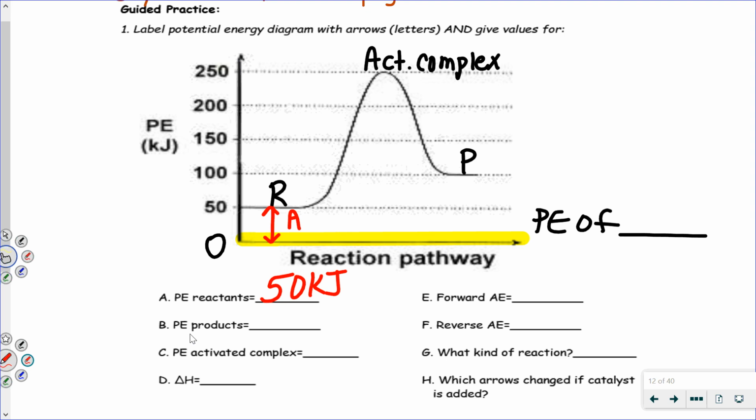Second thing they want you to label is potential energy of your products. So let's go to a different color. I'm going to go orange.